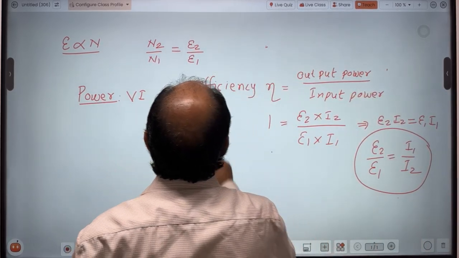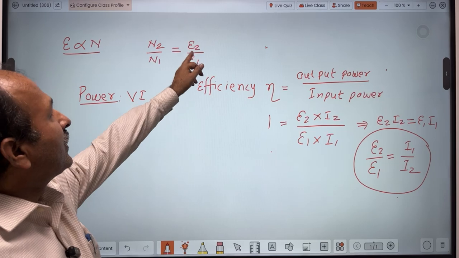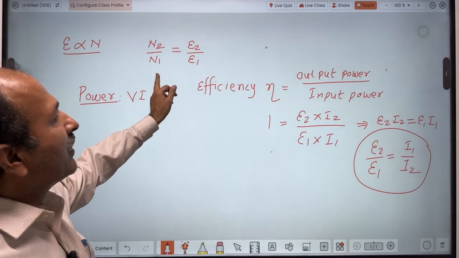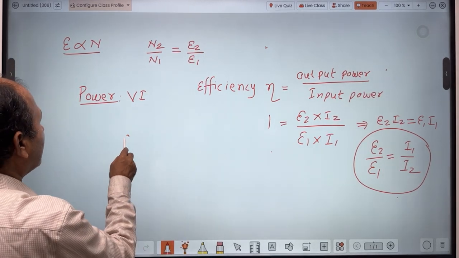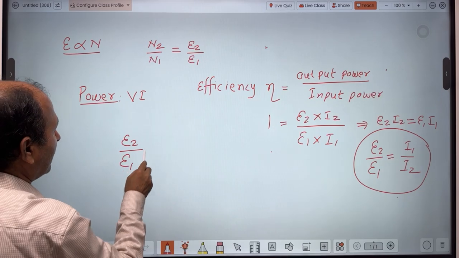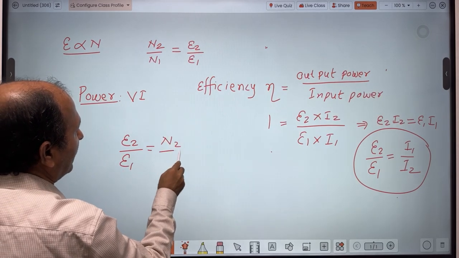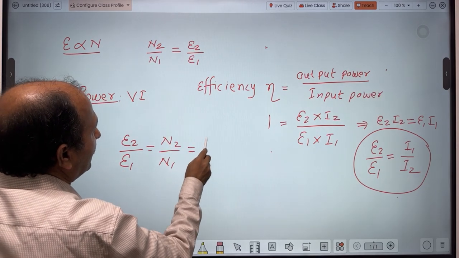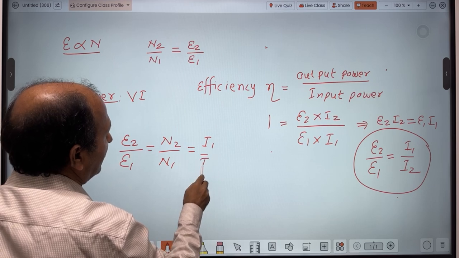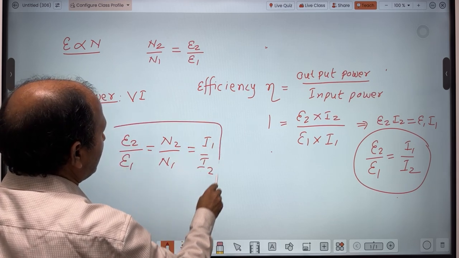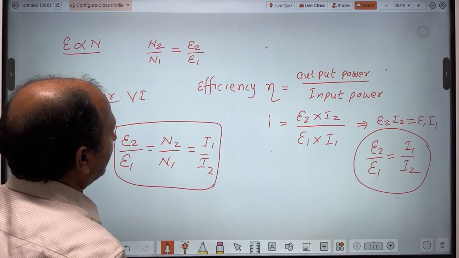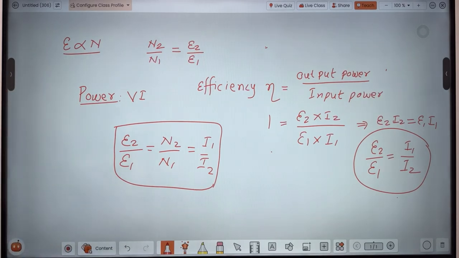This is one relation. What we have seen here, E2 upon E1 equal to N2 upon N1. So we can say E2 upon E1 equal to N2 upon N1 is equal to I1 upon I2. So this is the basic relation, and you will be given certain questions and you can easily solve.